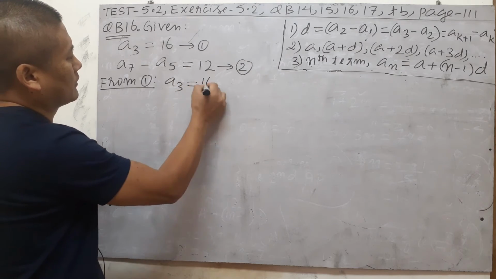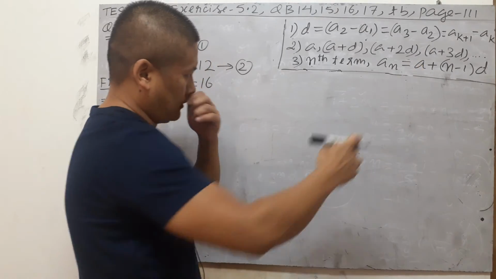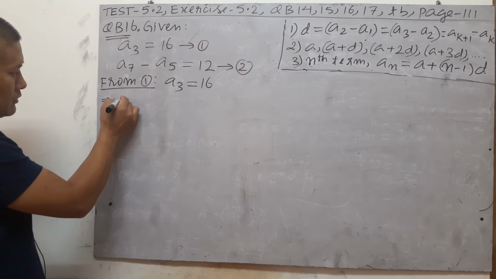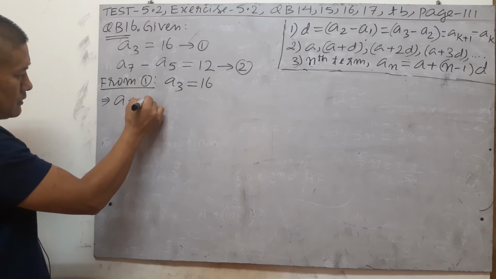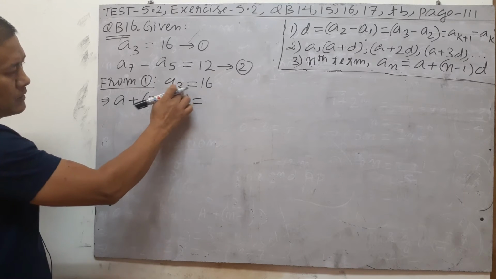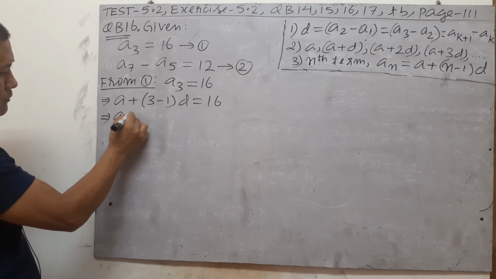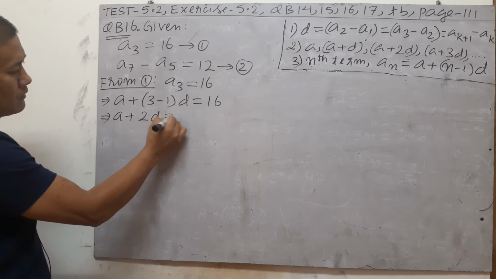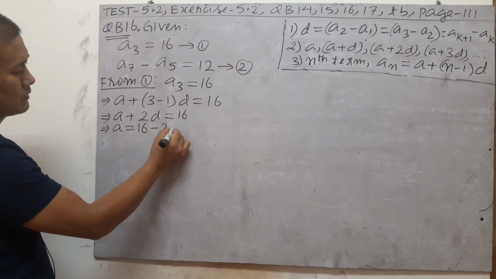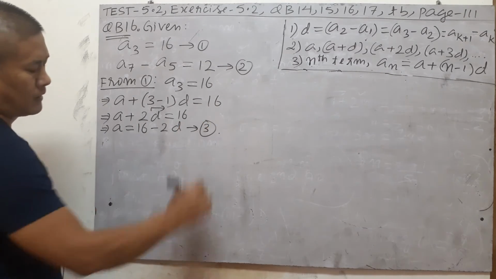A3 equals 16. So that gives you, AN equals A plus N minus 1 into D, means A3, applying the same formula, is A plus 3 minus 1 into D, because our specific N here is 3. So A plus 3 minus 1, 2D equals 16. So A will be equal to 16 minus 2D. If we shift this plus 2D to the right side, it becomes minus 2D. Let us call this equation 3.